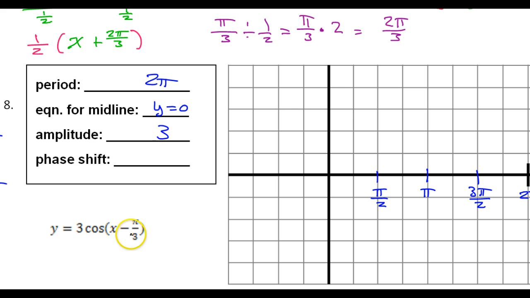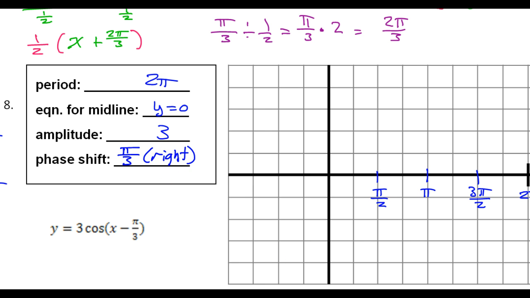There is a phase shift, and because there's no b value, this is the phase shift. So I might as well just put it down. It's pi over 3. It's the opposite. So this is negative, that's why I put positive, and I'm going to put the word right. So when it's negative, you go to the right. If it were positive, we would go to the left.